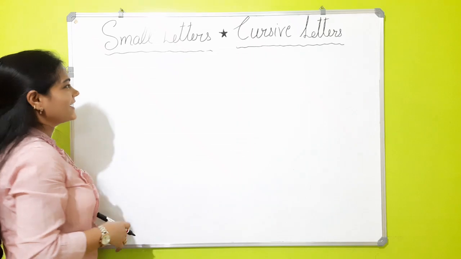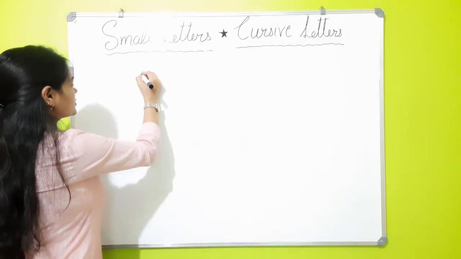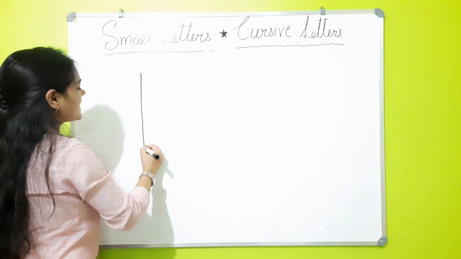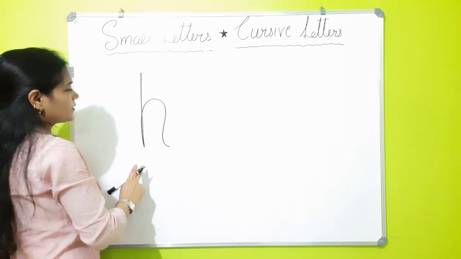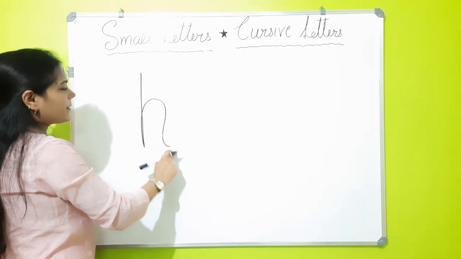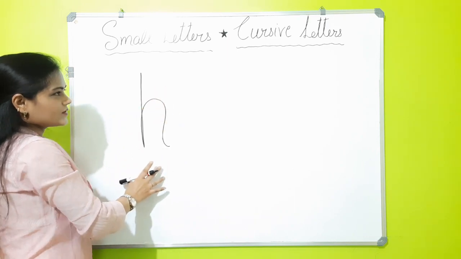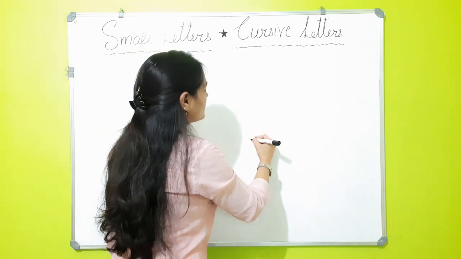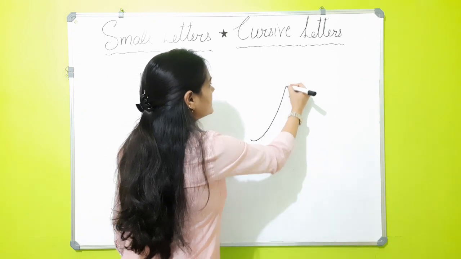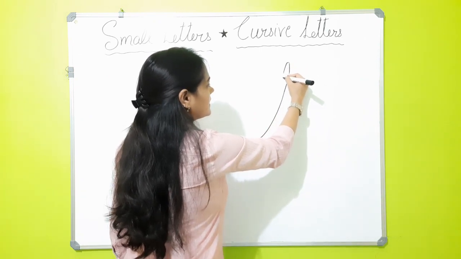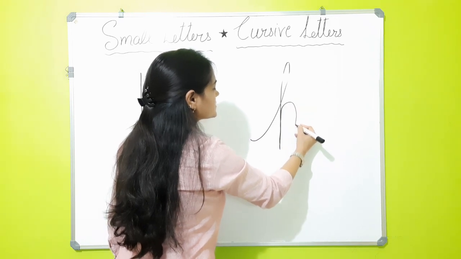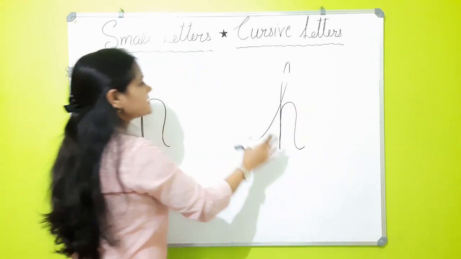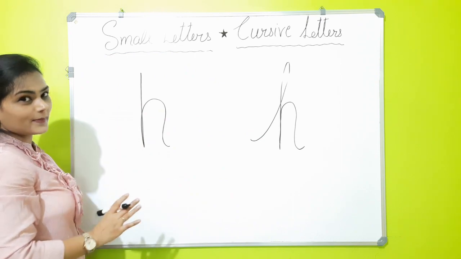Let's learn to write small letter H. Standing line and a hum pattern. Okay, you remember we learned this hum pattern. This is small letter H in a simple way, and when we write it in cursive way, this is the tail, loop, और फिर से hum pattern. This is your cursive letter H, and this is your simple letter H.